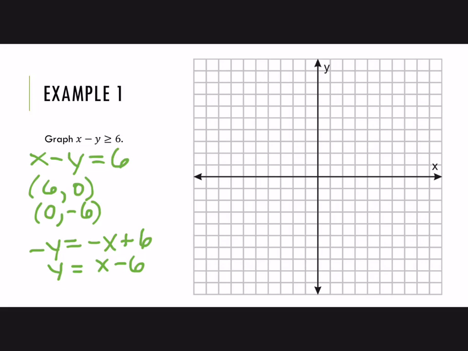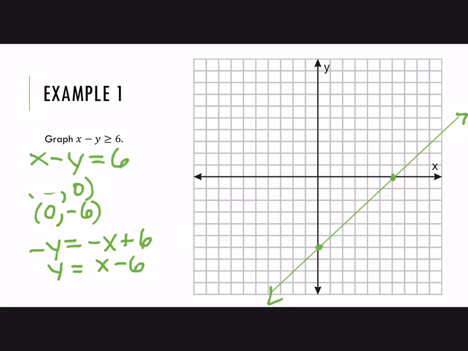Alright, so there are the two options. Either way, here's what I end up with. Here's negative 6, here's positive 6. And if I used slope, I'd be going up 1 over 1, and eventually I'd end up with the same thing. Let me connect these with a line, and let me try to get this with the right slope, and that's pretty close. Is this dotted or solid? Well, it's a greater than or equal to sign, so this is a solid line, so I can leave that.